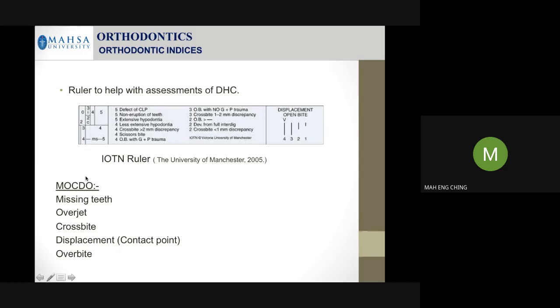So when you have, let's say, a missing tooth and an overbite problem, then we take the missing tooth, because according to this hierarchy, missing teeth will always come first. Then if you have an overjet problem and an overbite problem, you take the overjet, because the overjet is on top. Let's say you have a crossbite and overbite problem, then you take the crossbite. Displacement and crossbite, then maybe you take the crossbite also, but displacement and overbite, then take the displacement. So that is according to the hierarchy.